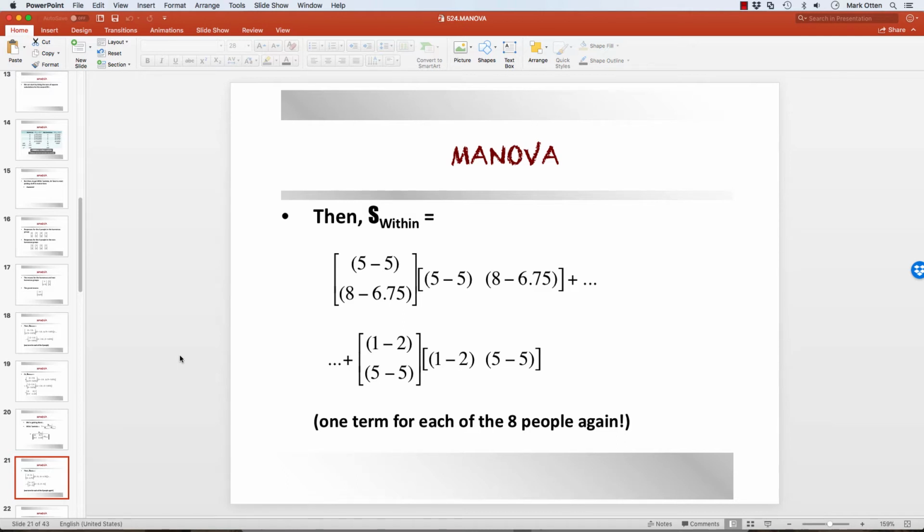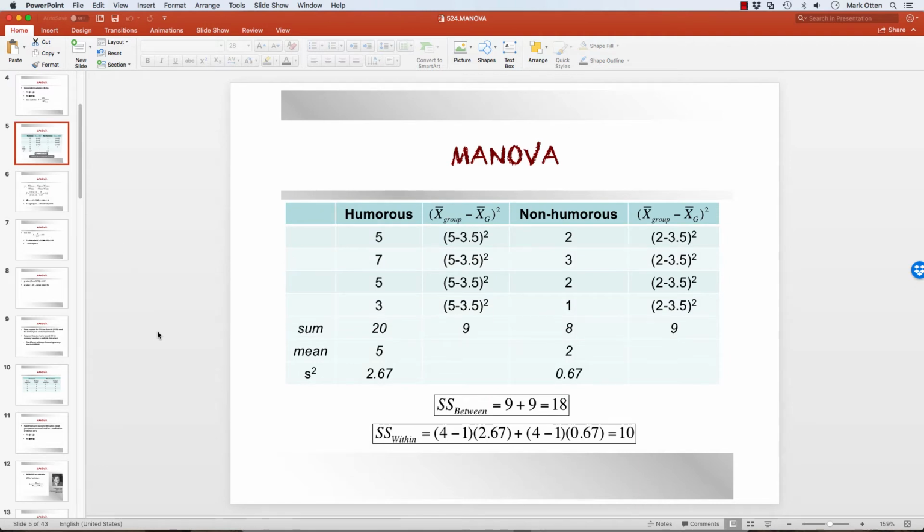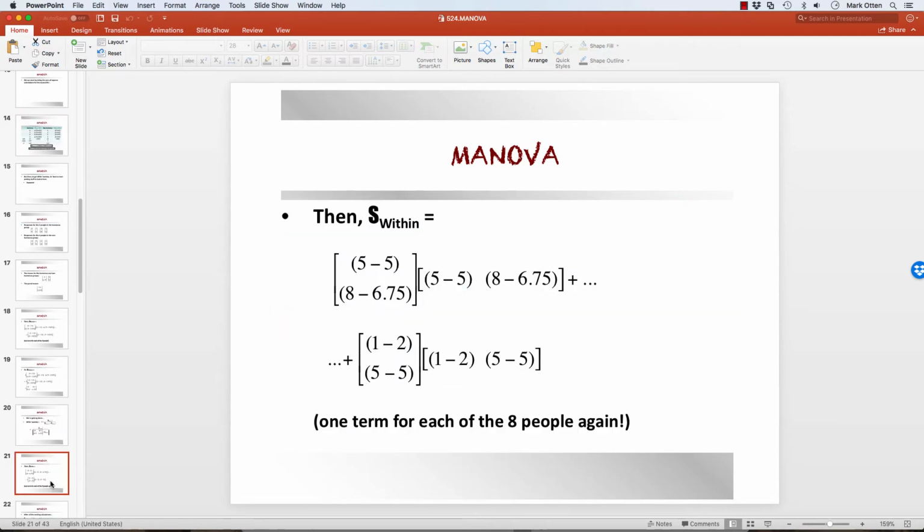That last person, so this dot, dot, dot implies that we went all the way through the 8 people, and so that last one is the 8th person. So I can demo that one more time. The 1 minus 2, if you go back to the first DV, is in the non-humorous group. That person scored a 1, and the 2 was the group mean for non-humorous. So that gets plugged in there.